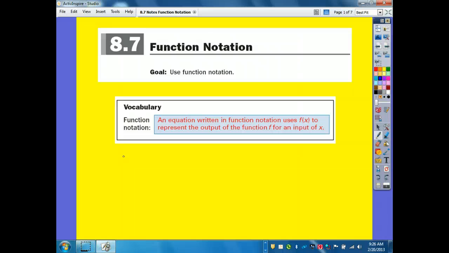Function notation is an equation written in function notation, using f of x. Remember, not f times x. It's f of x to represent the output of the function f for an input of x.